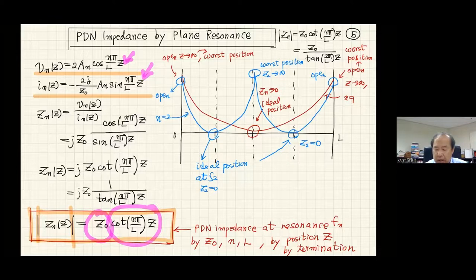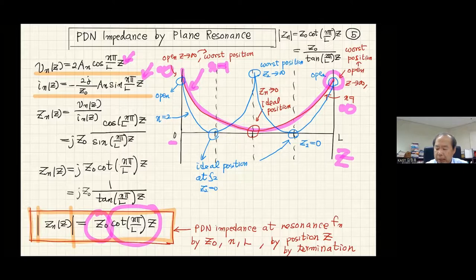If I draw this cotangent function with respect to G, we're going to have this. When mode number N is equal to 1, we're going to have this kind of impedance. But that means at the edge of the power and ground plane, impedance is going to be infinite. Why do we have infinite impedance? Because in open-end termination, we cannot deliver any current. That's why we have open termination, infinite impedance. Of course, when G is equal to zero, we're also going to have infinite impedance.